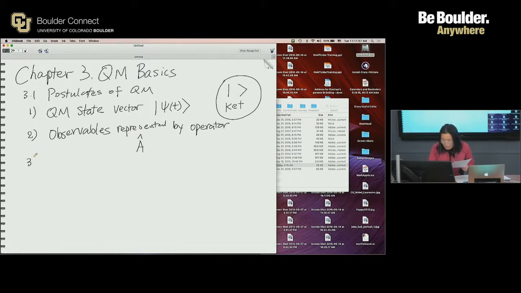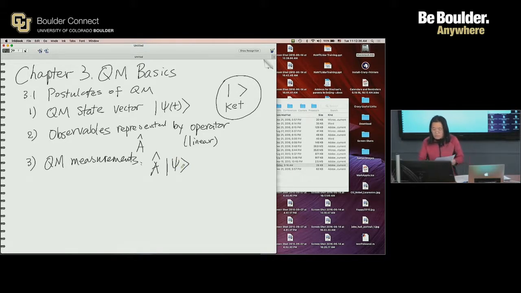And then the next one: after you have a state and an observable operator, which is linear, how do you represent measurements? Quantum mechanics measurements. Okay, now I know where the noise is from. Whenever I write on this, I can hear some sound. A measurement is represented by a linear operator A acting on a state vector |ψ⟩. So ψ in the ket is the state. The linear operator A acting on this represents a measurement.